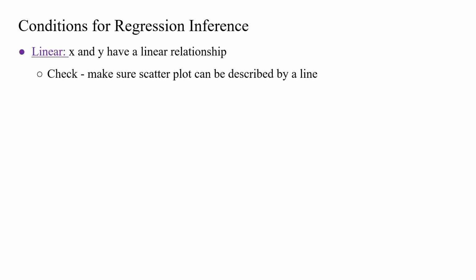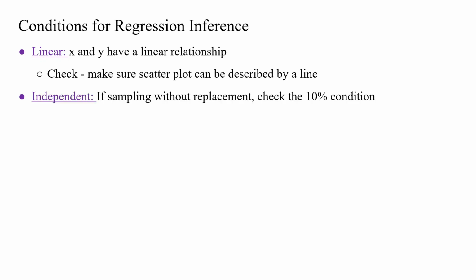Now, in order to perform inference, of course, we have conditions. And the conditions for regression inference are going to be different than some of the stuff we've seen for proportions and for means. The first condition is that X and Y have to have a linear relationship, right? So you have to check to make sure that the scatter plot between X and Y can be described by a line. Remember that you don't want to just rely on correlation for this condition because correlation can be deceiving in some instances. You want to have a visual confirmation that, yes, you can see a linear pattern between X and Y.